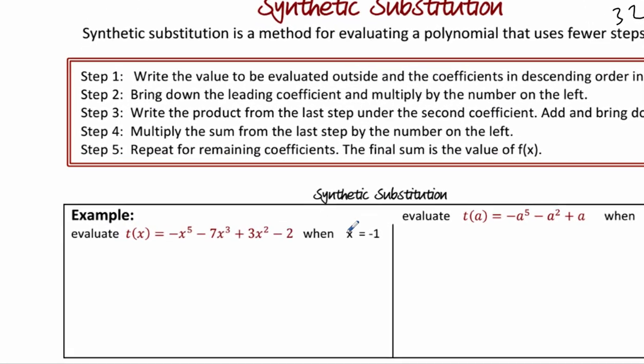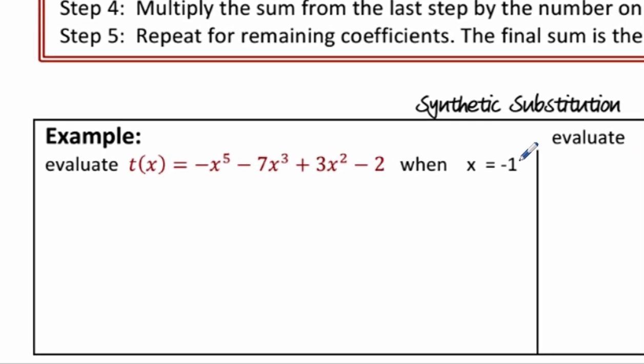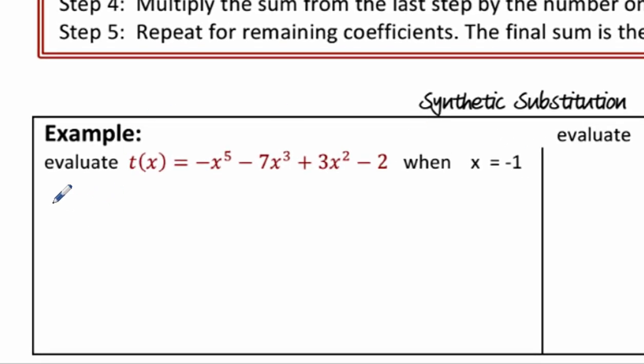Okay. What I want to do is I want to evaluate this function at negative 1. Okay, at negative 1. So what I'm going to do is I'm going to take negative 1 and I'm going to place it right there. Just right there, you know, right out front. Then what I'm going to do is I am going to take these coefficients, that's step 1, write the value outside, I did, and then the coefficients in descending order inside.